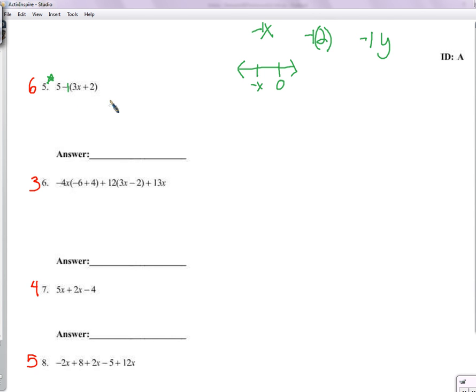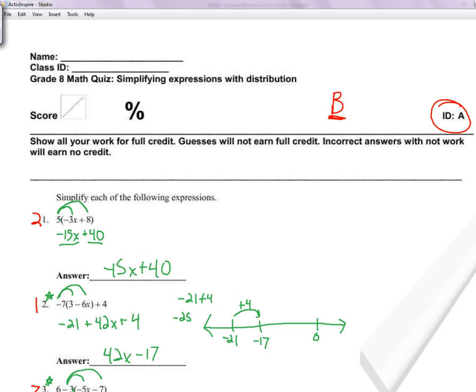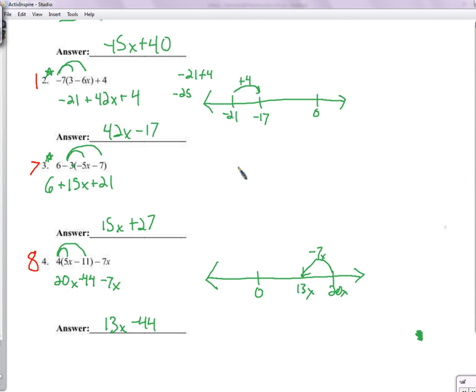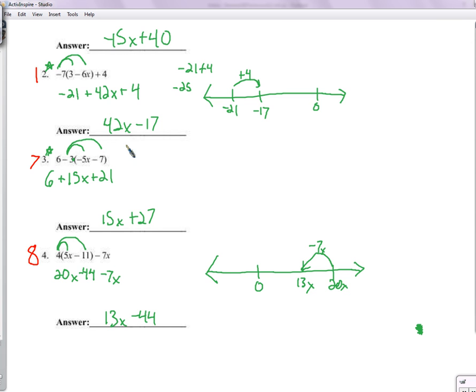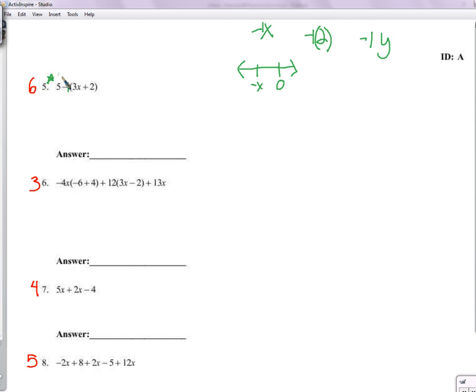So, just as with this guy back here, we kind of ignored the 6 for a second, and then we just dealt with a negative 3 being distributed into the parentheses. So we're going to distribute this negative 1 into the parentheses. Negative 1 times 3x is negative 3x. Negative 1 times 2 is negative 2. Okay, and 5 minus 2 is 3, so we have 3 minus 3x, or negative 3x plus 3, which is all the same thing.